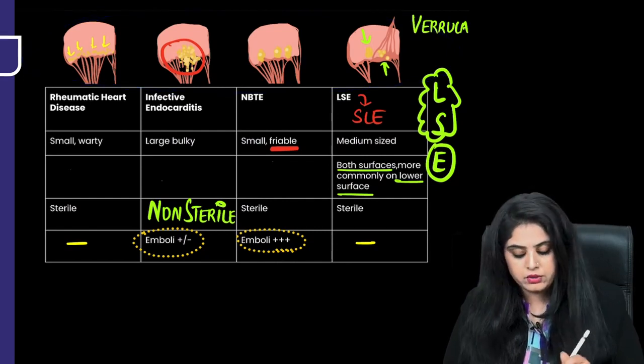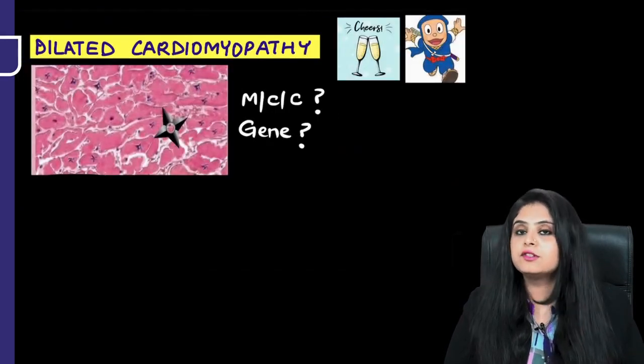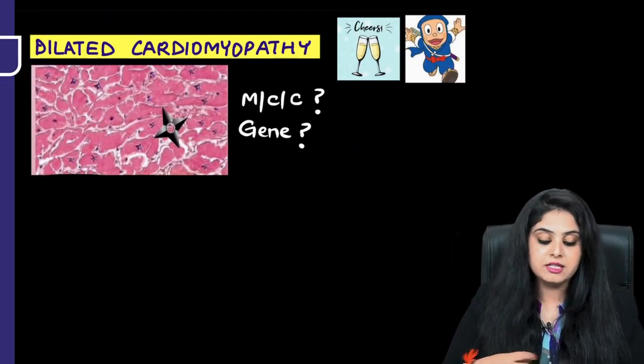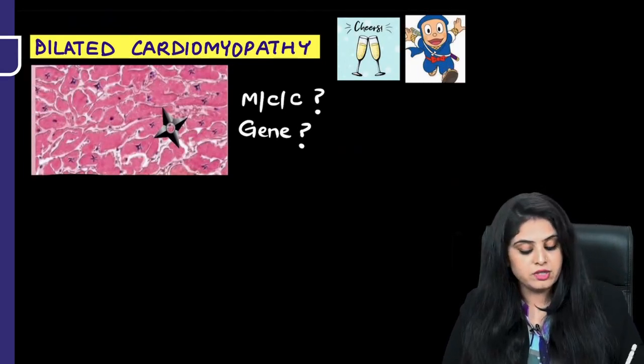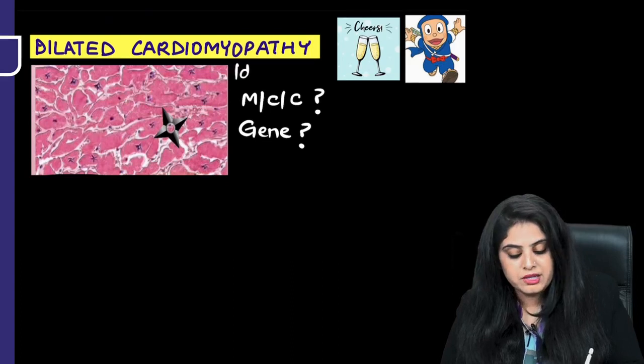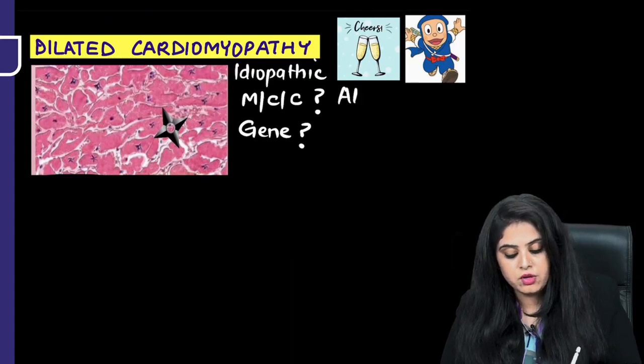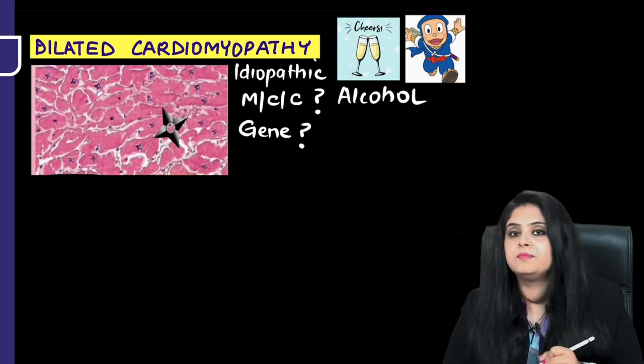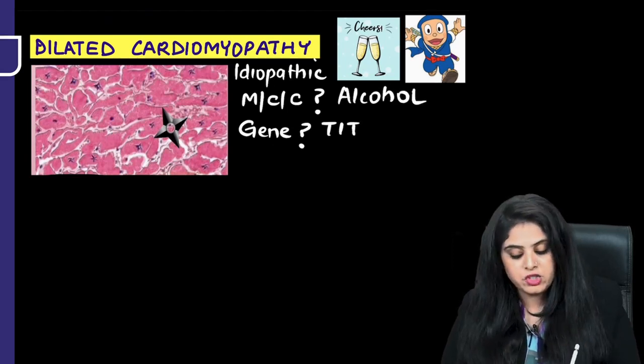Now I'm going to go on to the cardiomyopathy photos, and the first one I'll start with will definitely be the dilated cardiomyopathy. What is the most common cause? Most common cause is always idiopathic, but if at all you have to know the most common cause, that is going to be alcohol. But if they ask you the most common genetic cause, that is going to be titin mutation.